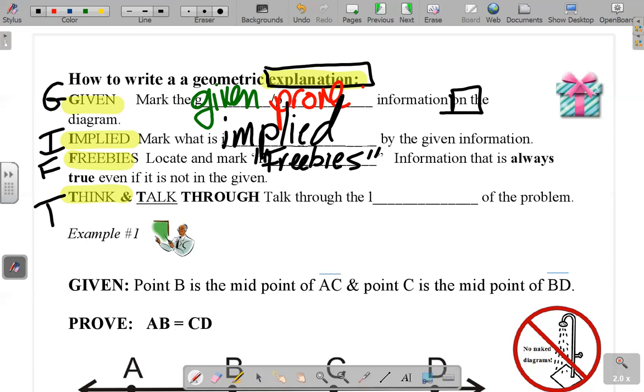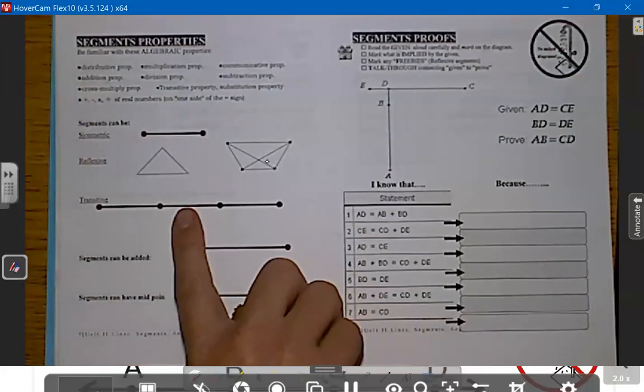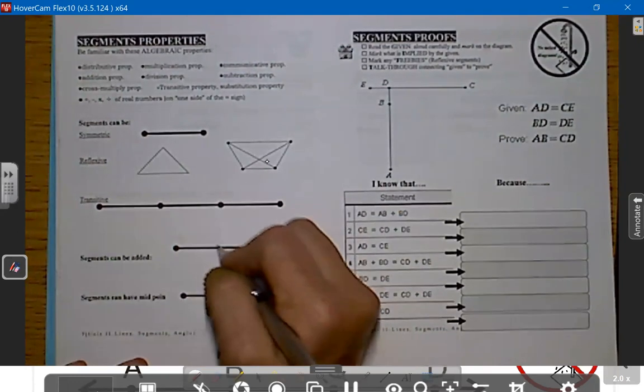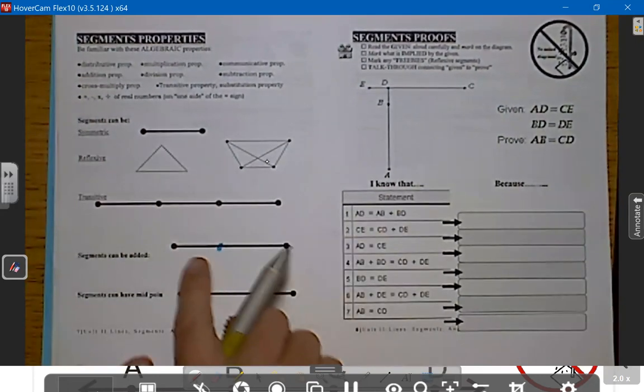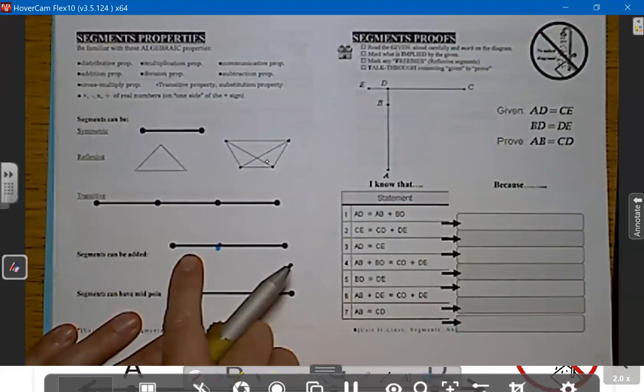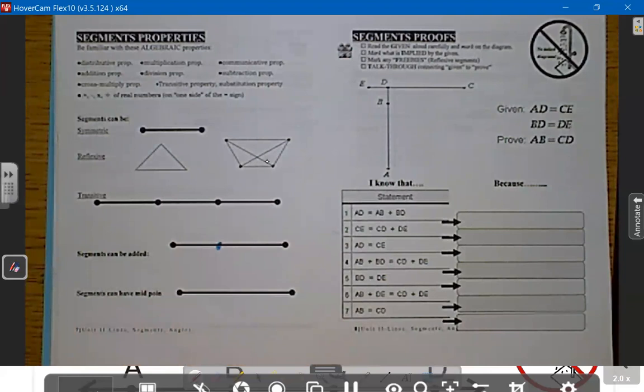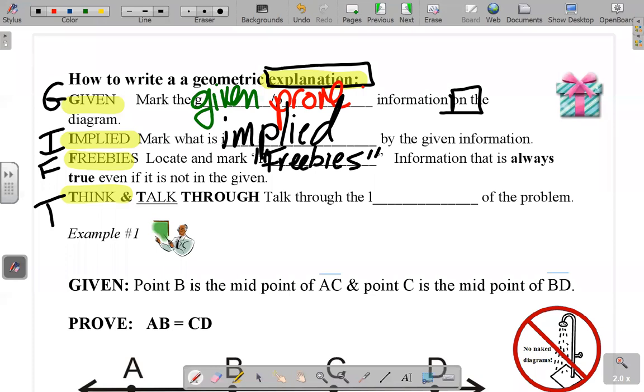Freebies. Notice the quotation marks. That is a Miss Way-ism, but it works really well because it describes exactly what it is. Let me give you an example of a freebie. Look at your notebook. At some point in your reference booklet, last night you learned this property. Watch my fingers: little segment plus little segment adds up to a big segment. Great. That is what I would call a freebie, which means it's always true, even if it's not in the given. It's just so incredibly obvious.